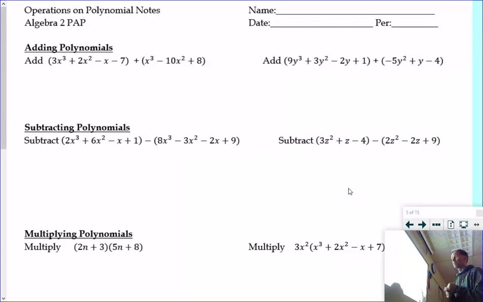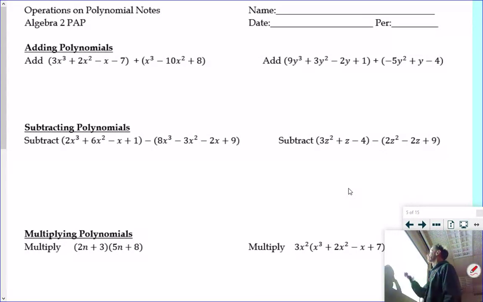So adding, subtracting. The only thing to remember about adding, subtracting is to combine like terms. Remember what a like term is. Same variable, same exponent, right? So again, watch your signs, combine like terms, that's it.